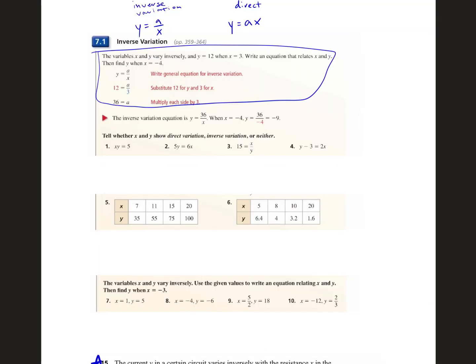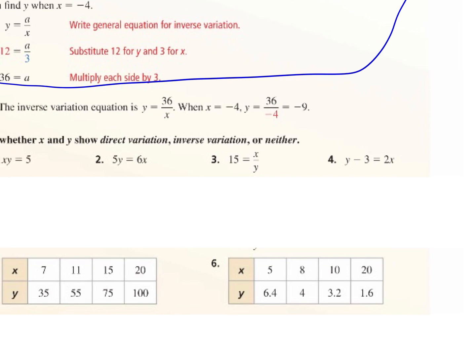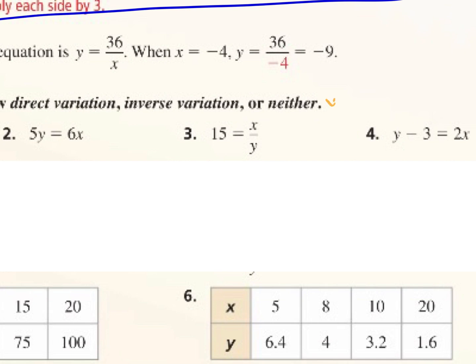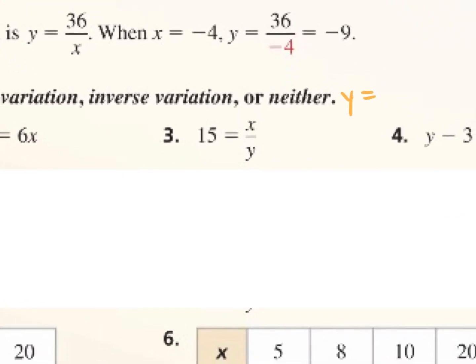All right, so going back to 7.1, let's take a look at 3. To show whether it's direct, inverse, or neither, whatever type of variation we have, we want to make it y equals and then see which formula matches. So if it matches our direct one or our inverse one. So how would I make this y equals? I can multiply y on both sides. So 15y is equal to x. What would I do next? Divide by 15. So y is equal to x over 15.